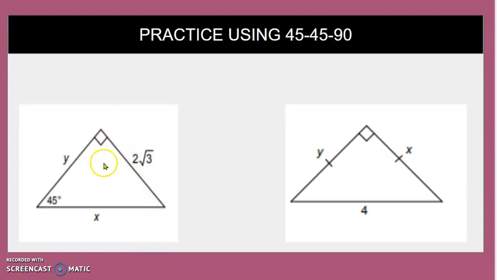On this particular problem, make sure that you can identify the legs and the hypotenuse. A good thing to do is to trace the right angle, and that tells you that those are the legs, and those would have to be the same length. So trace the angle, and those two sides are your legs. The other side is the hypotenuse. Here you're given the leg and asked to find the hypotenuse, so you're going to multiply the leg times the square root of 2.